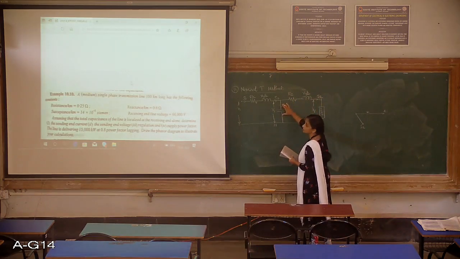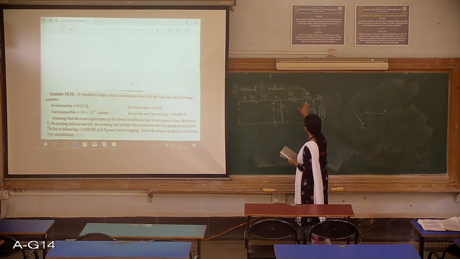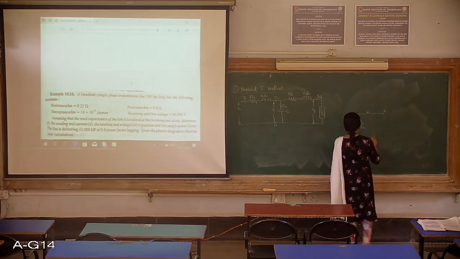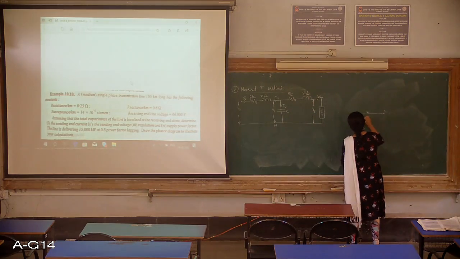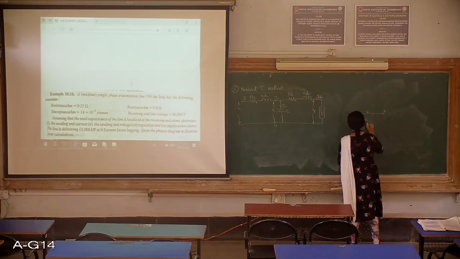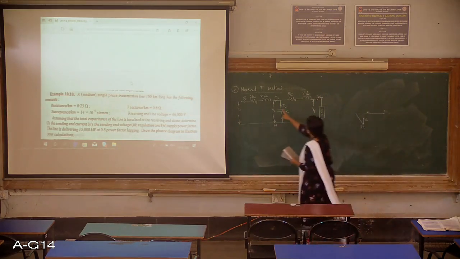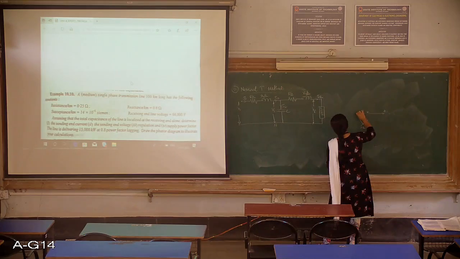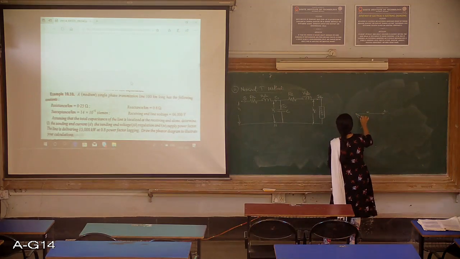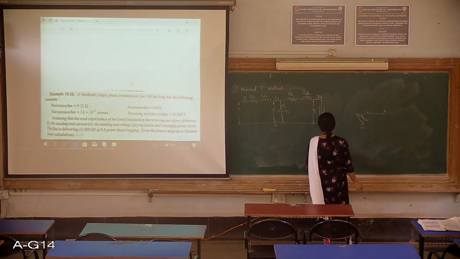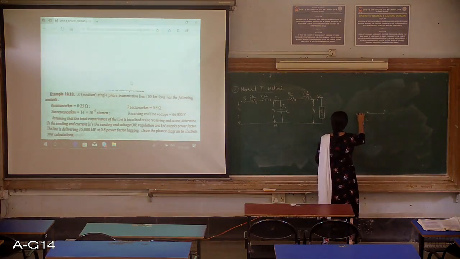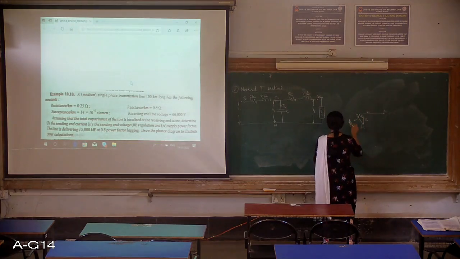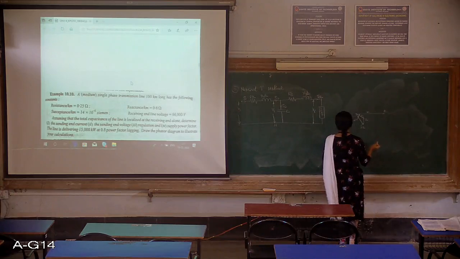IC comes next. IC will be leading IR by 90 degrees phase shift, as it is a pure capacitive circuit. This represents IC, and the resultant is nothing but your IS. Clear? Now the angle between your VR and IR is phi R. Phi S we'll see later.